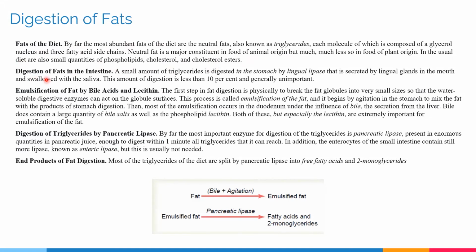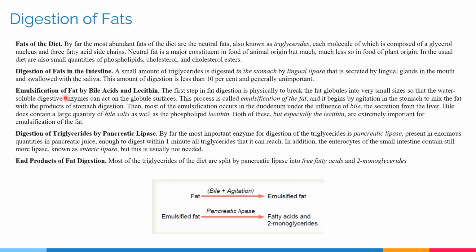First, we look into the digestion of fats in the intestine. A small amount of triglyceride is digested in the stomach by lingual lipase that is secreted by lingual glands in the mouth and swallowed with saliva. This amount of digestion is less than 10% and is generally not very important.